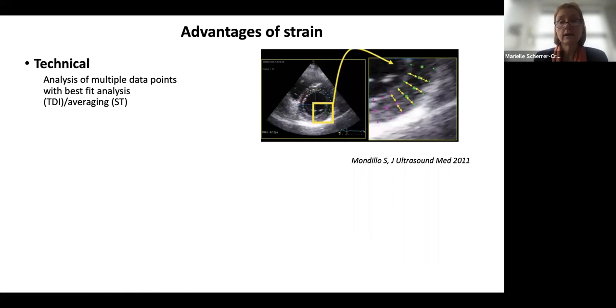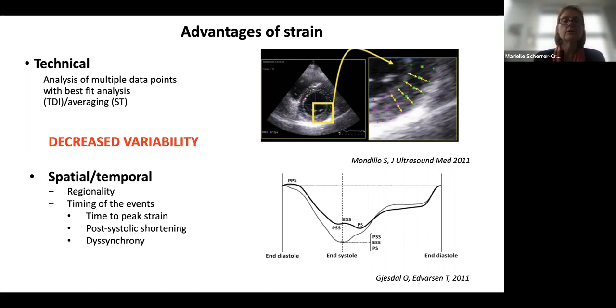Another advantage is technical, although now we tend to measure strain on the endocardial contour, which takes this advantage away, I have to say. But if you measure the myocardial strain, for example, it's the average of multiple data points, and this, in theory, decreases variability. Another advantage of strain is that, again in theory, you can do it spatially. So you can look at different regions, in terms of wall motion abnormality for example, to identify this earlier. And you can also look at the timing of events, which has been done in particular to look at dyssynchrony.